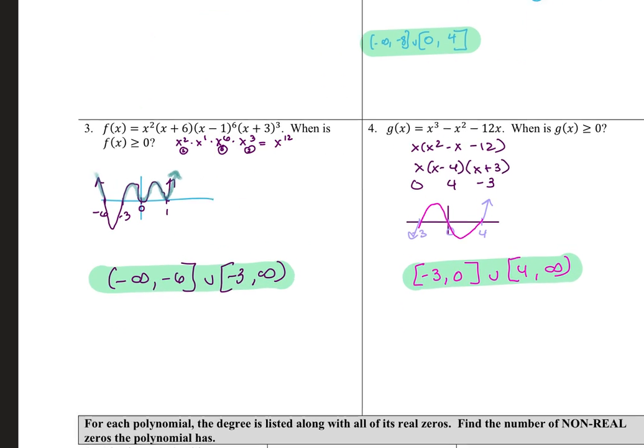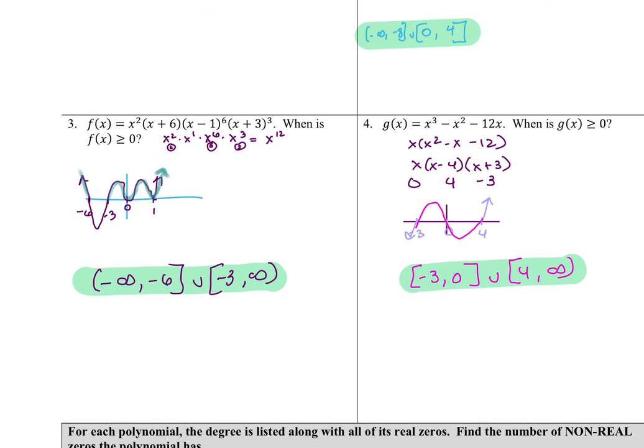All right, 3. So 3 and 4 were pretty similar. Again, you had to figure out what the arrows were doing on the ends. And again, hopefully we have a better understanding of that even now. And then your multiplicity of your zeros to tell you where it crossed through and bounced. Same with 4. You had to factor it, find your zeros, and then the arrows.